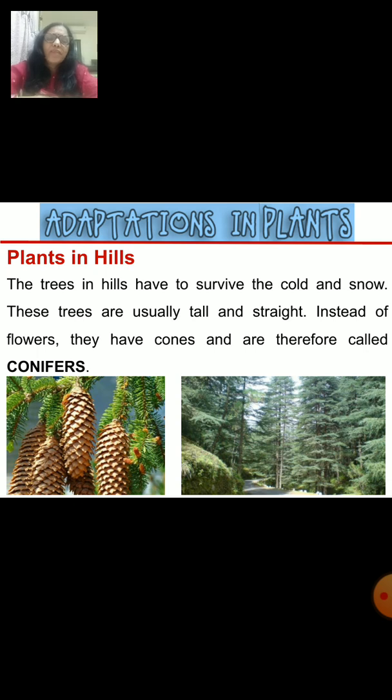Another, plants in hills. As I told you, on the hills it is very cold, and sometimes it also snows there. So the trees are usually tall and straight. Okay, and another thing, instead of flowers, they have the cones. You can see in the picture, these are the cones of a plant, and that is why this type of plants which grow on the hills are called conifers, right? They have cones instead of flowers, and they are straight and tall. Because of the cones, they are called conifers.